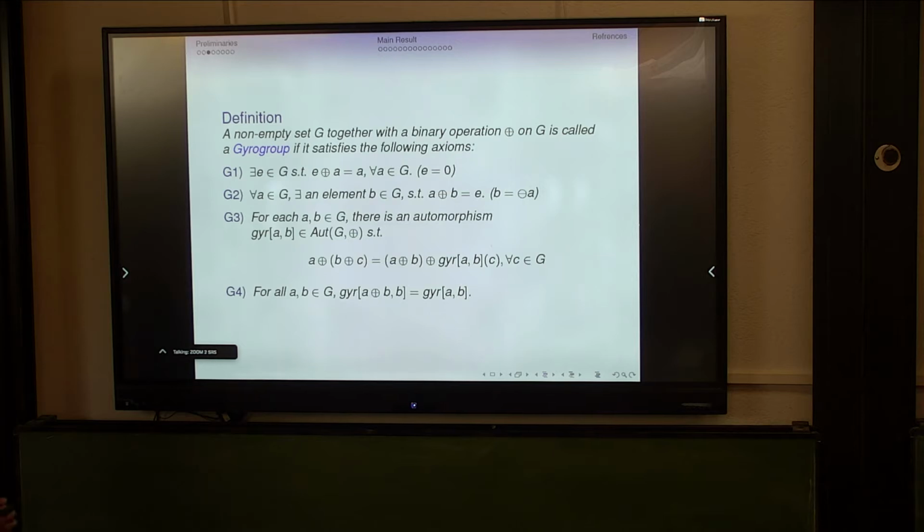Here is the definition of a gyrogroup. A non-empty set G together with the binary operation ⊕ that satisfies these four axioms is called a gyrogroup. The first one, identity element. The second one, the inverse of each element. The third one is the gyro-associative law, and the fourth one, the left loop property.